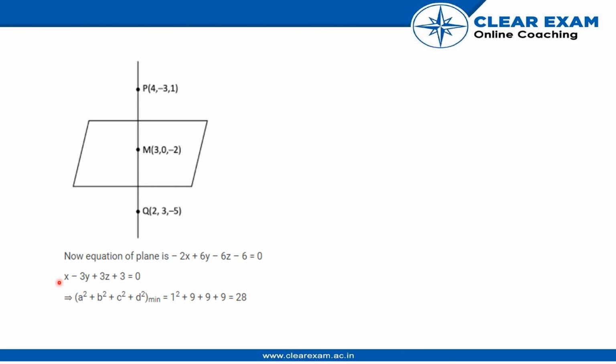So a² is 1, because a has the minimum value, so we can assume that this will be minimum. So a is 1, b is -3, c is 3 and d is 3. So their square total will become 28.